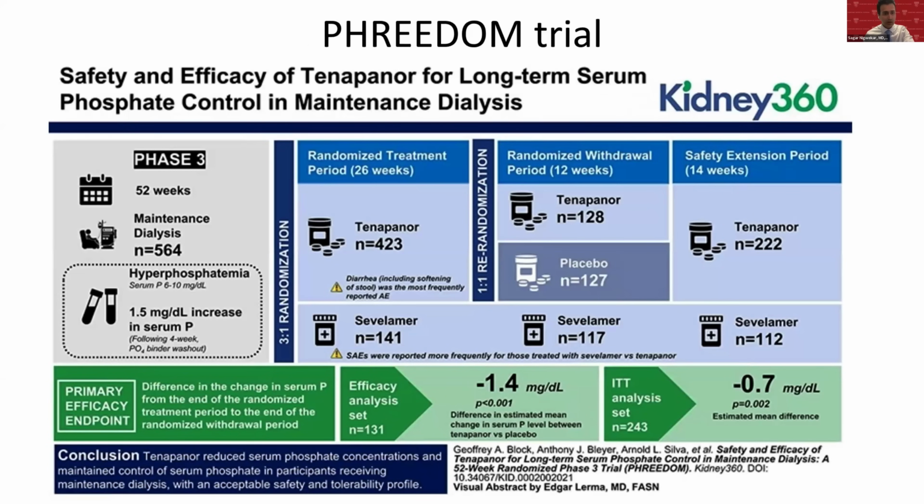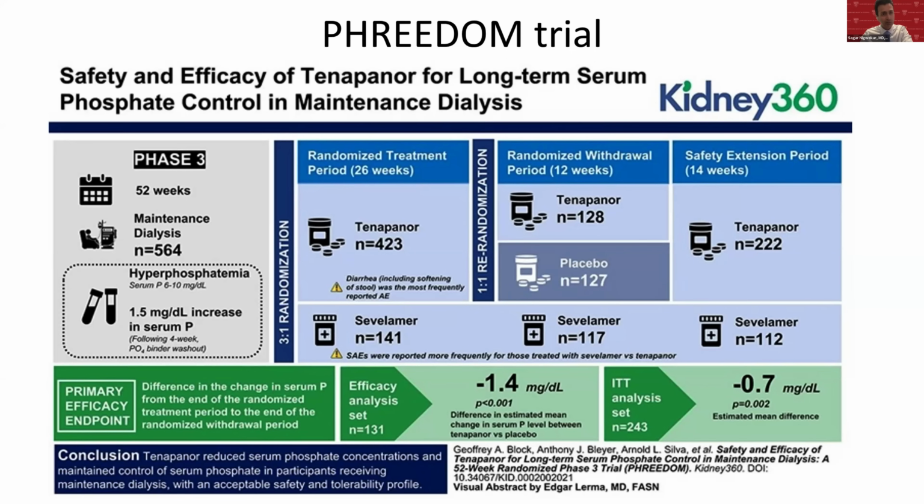Going back to some of the additional trials, this is the Freedom trial. This is another phase 3 study that was designed to understand both the efficacy and the safety of tenapanor. But unlike some of the previous trials that I showed you, here the follow-up is longer. The study intervention, first of all, is for 26 weeks, which is a randomized treatment period. And then there is a randomized withdrawal period of 12 weeks. And then the safety extension period beyond that of 14 weeks.